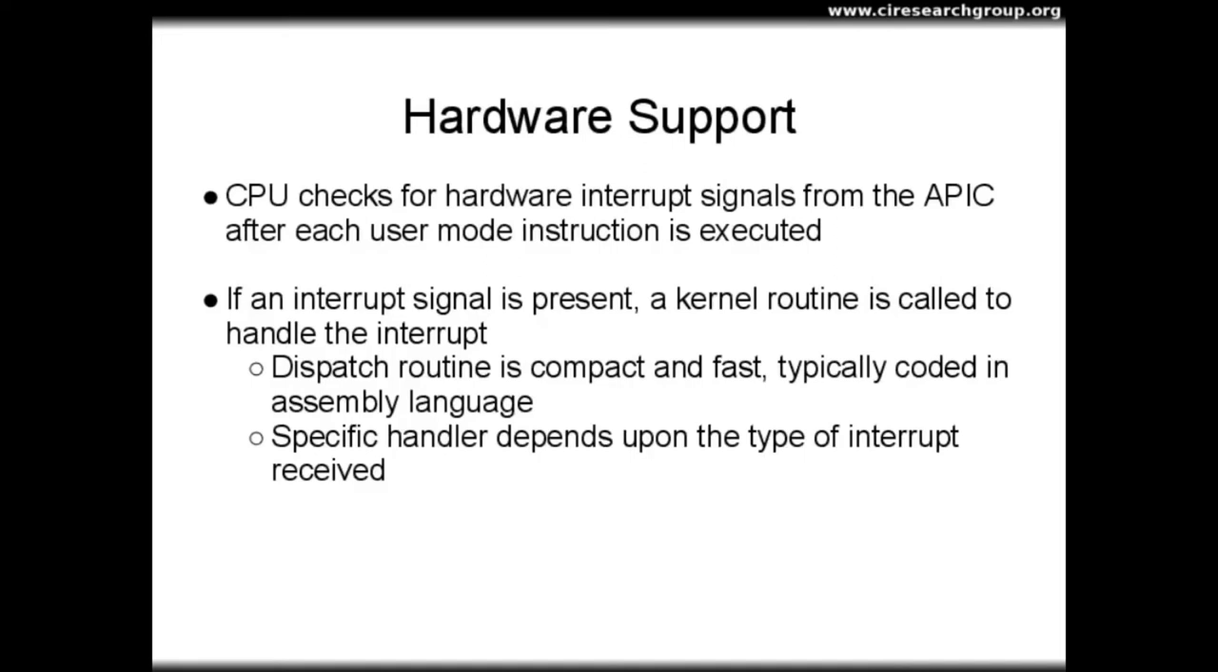If an interrupt signal is present, then a kernel routine is called by the CPU in order to handle this interrupt. The interrupt dispatch routine, if it's not implemented directly in hardware, is actually a compact and fast routine that could be implemented in the kernel, often coded in assembly language. It has to be that fast. The specific interrupt handler is always a kernel routine, or in the case of a microkernel, an external server routine, and this specific handler depends upon the type of interrupt received. These are typically coded in C.